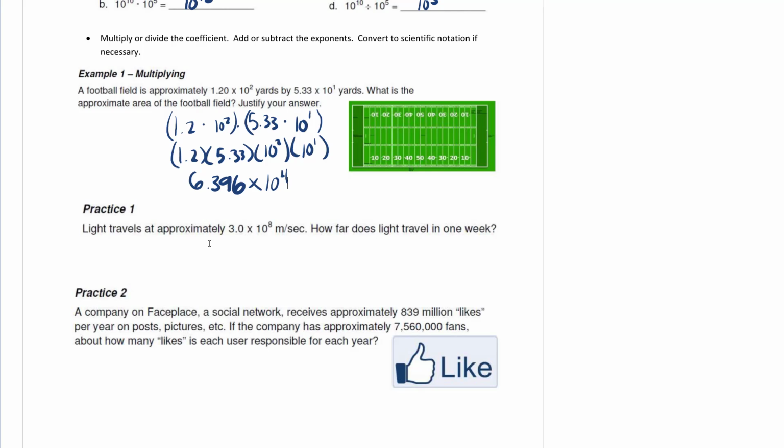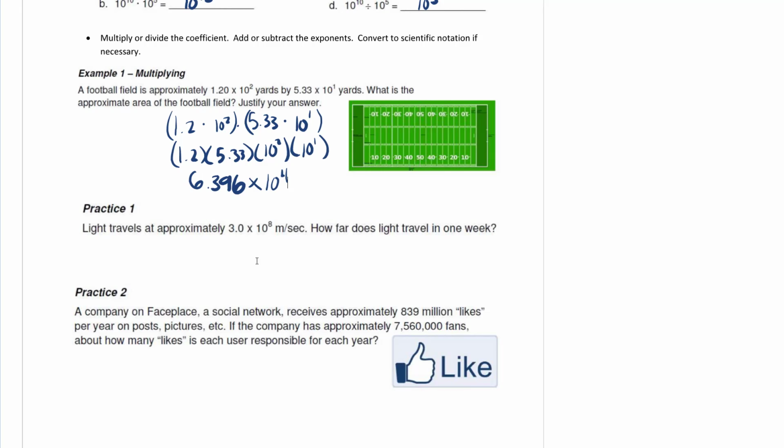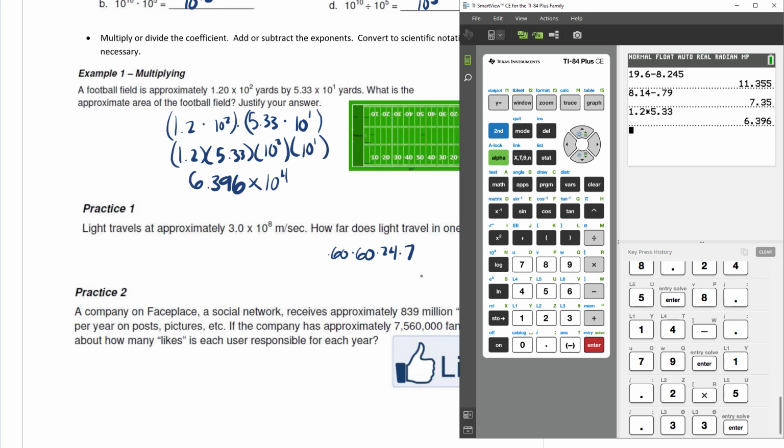Light travels approximately 3.0 times 10 to the 8 meters per second, as we saw a couple lessons ago. How far does light travel in 1 week? We have to go from seconds to weeks. Good heavens. Well, first we need to figure out how many seconds there are in a minute. So we have to go times 60 to get to minutes, times 60 to get to hours, times 24 to get to days, and times 7 to get to weeks. We're going to multiply this all together in our calculator.